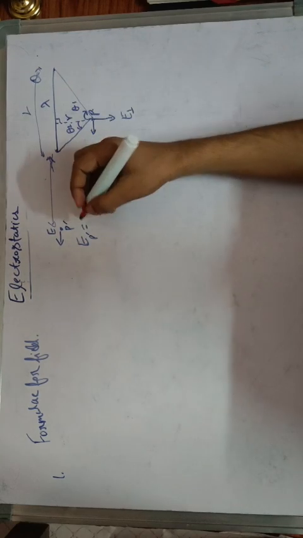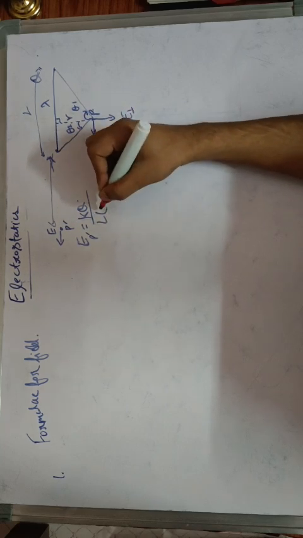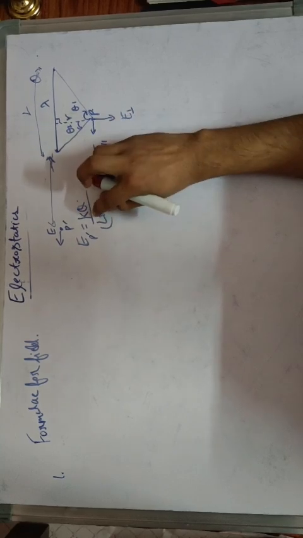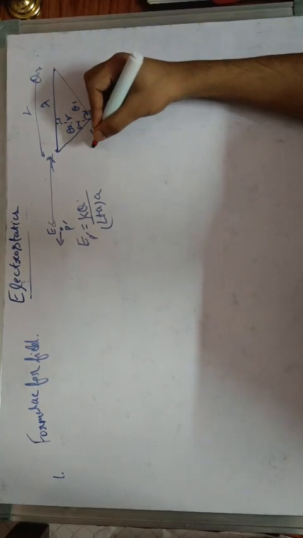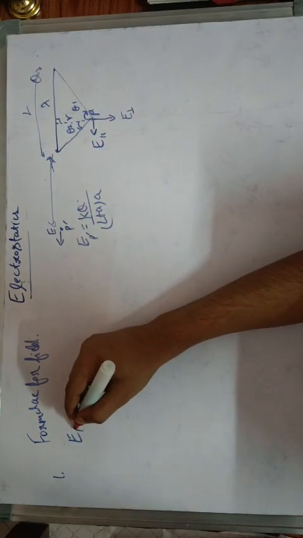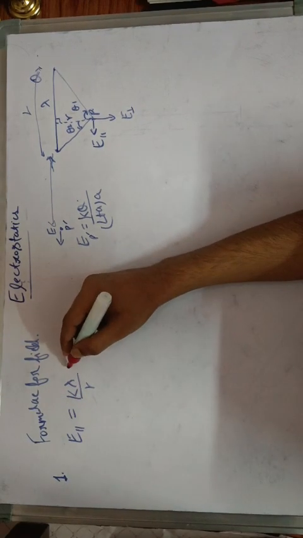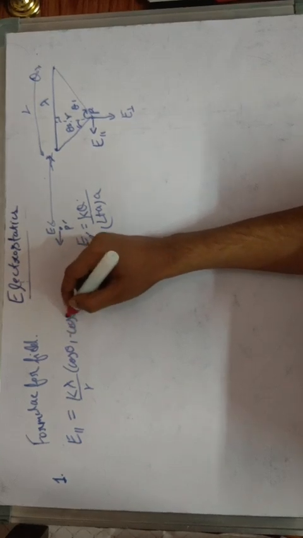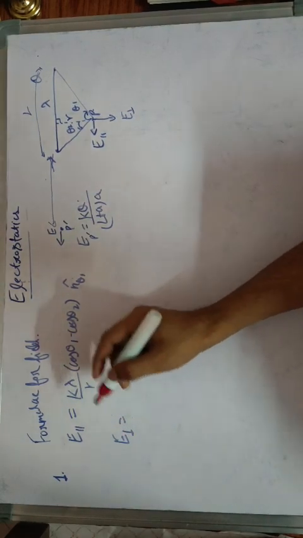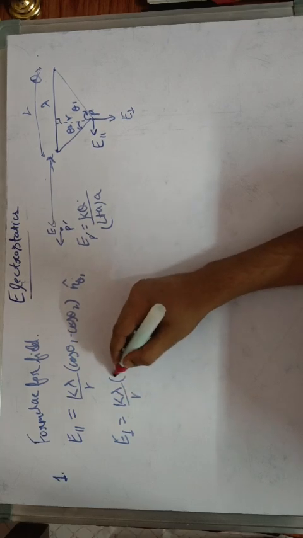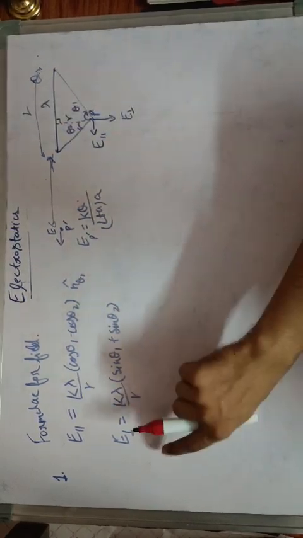Then the field at this point on the line is equal to KQ upon (L plus A) times A. E parallel is equal to K lambda upon R times (cos theta 1 minus cos theta 2), while E perpendicular is equal to K lambda upon R times (sin theta 1 plus sin theta 2).